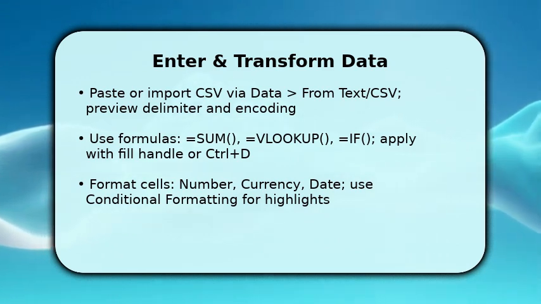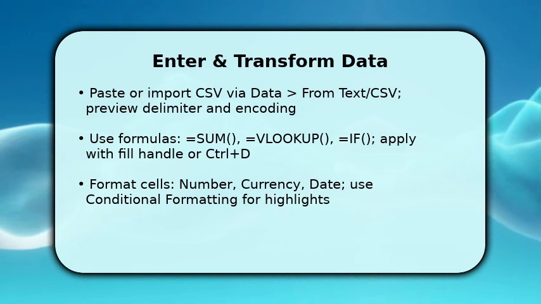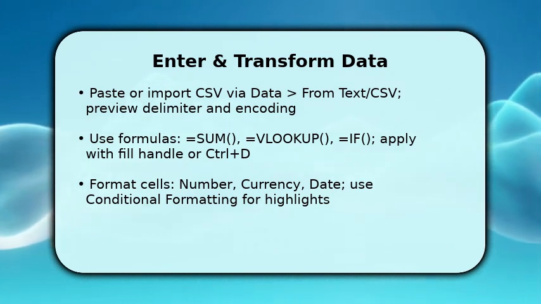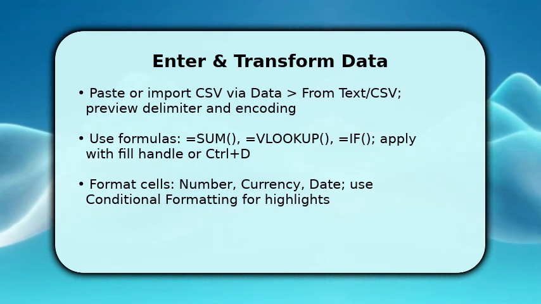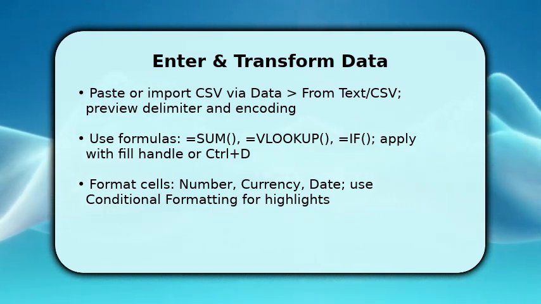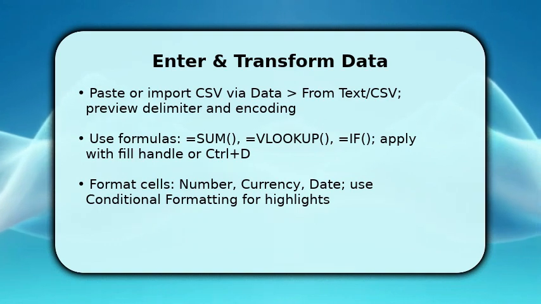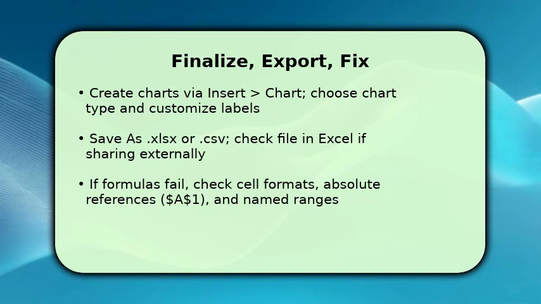Then format columns as number, currency, or date and add conditional formatting to spot outliers. Make sure to freeze top row so headers stay visible as you scroll. You finish by turning results into shareable output and validating everything.